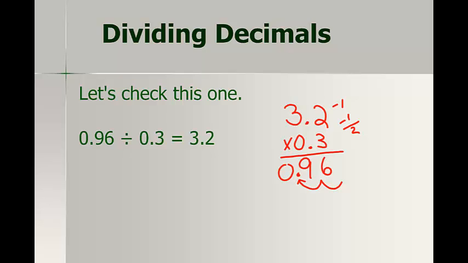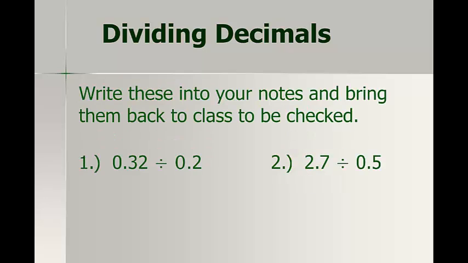So the whole objective is to make sure that your divisor, that's the second number, is going to be a whole number. So here's 2 more examples. Write them into your notes, bring them back to class to be checked, and ask any questions you need to. Good luck!